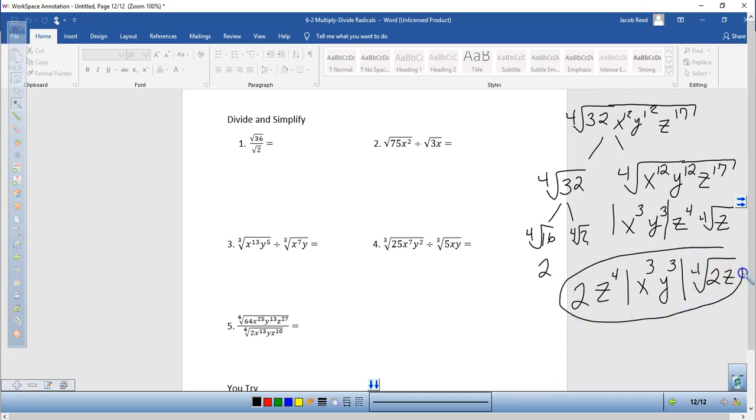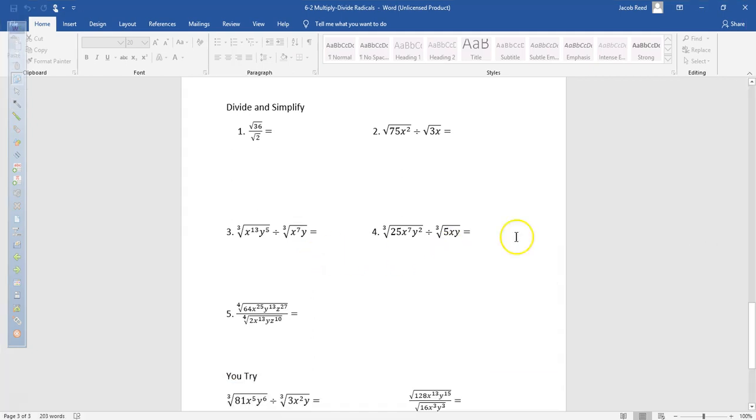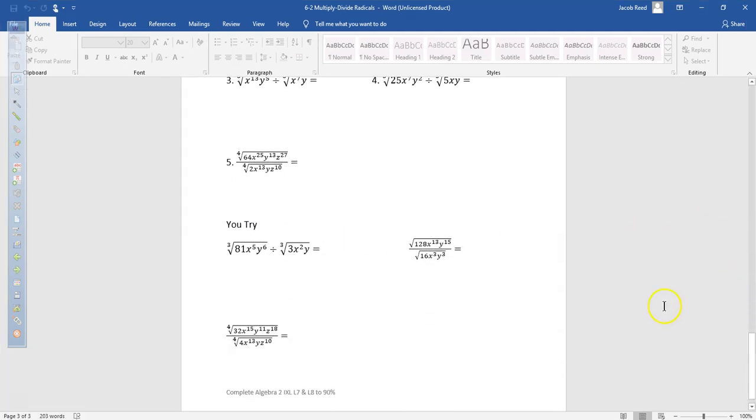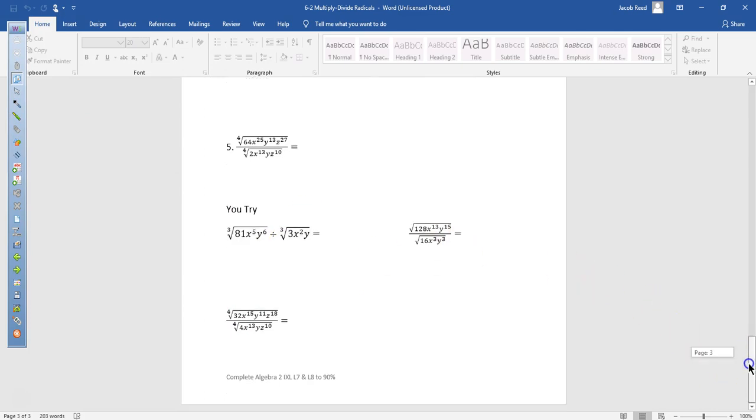And that is my simplified answer. Alright, at this point, the U-try section is for you. So go ahead and work out these 3, pause the video, work them out, come back in just a minute, and we'll check answers. Okay, hopefully you're returning after pausing the video so that we can work out these 3, and that's the last 3 problems on our lesson for today.